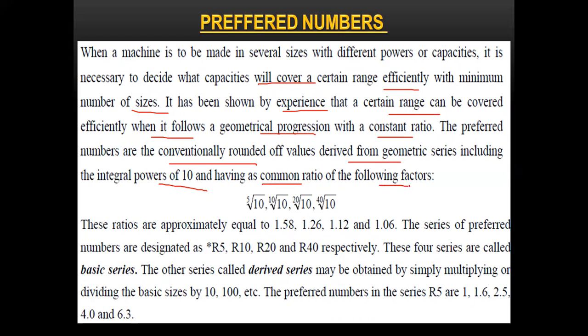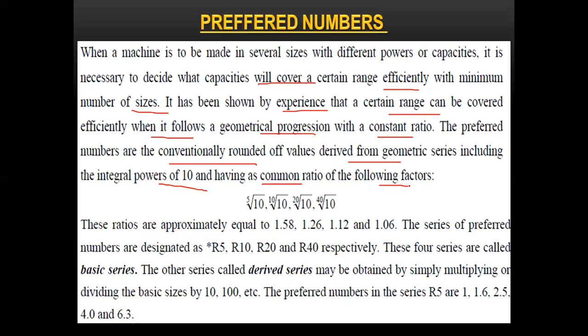So here, what is the meaning of preferred numbers? Preferred numbers means whenever you are producing any product, for example, take a motor, we can produce 0.5 HP motor, 1 HP motor, 1.5, 2 HP, 3 HP. Whenever you are producing with different powers or capacities, it is very important to decide what capacities will cover the range efficiently within a minimum number of sizes. This is given by the preferred numbers.